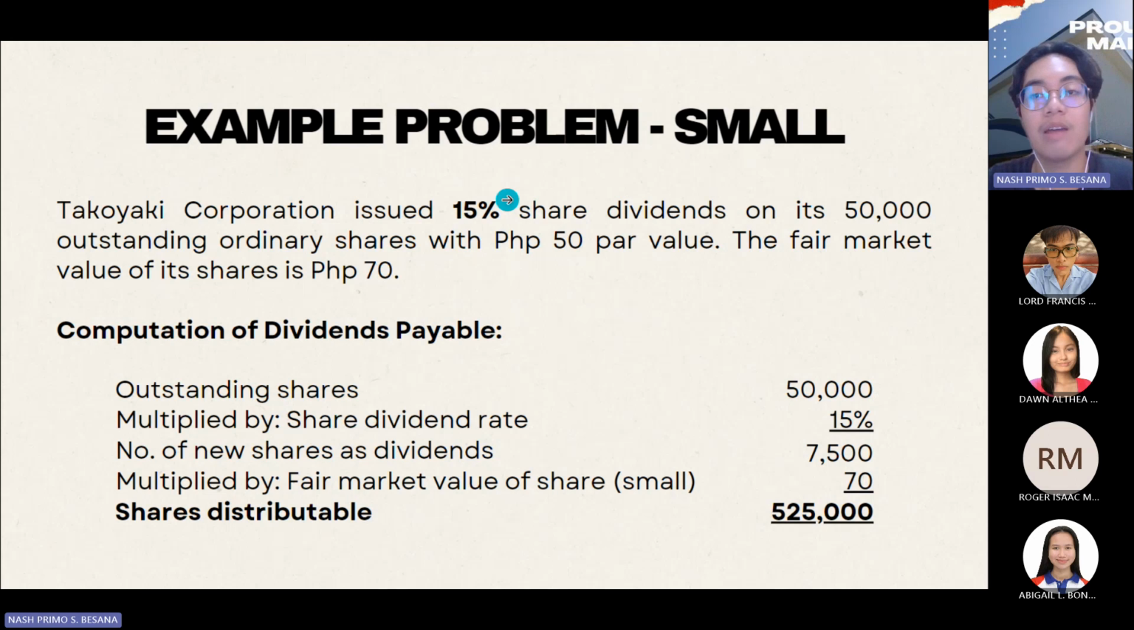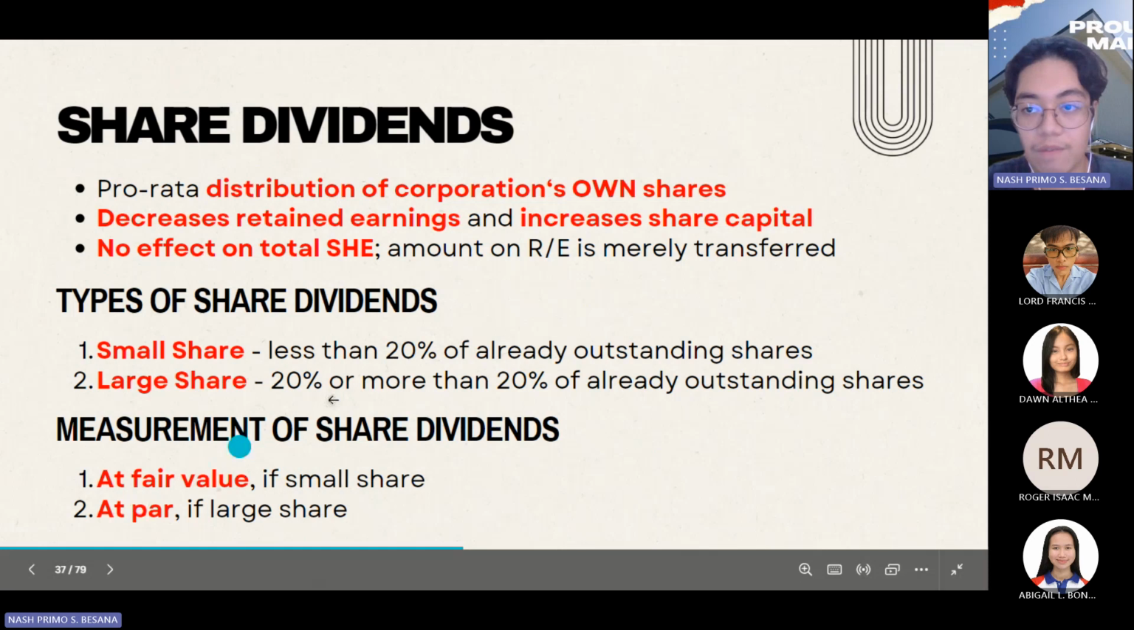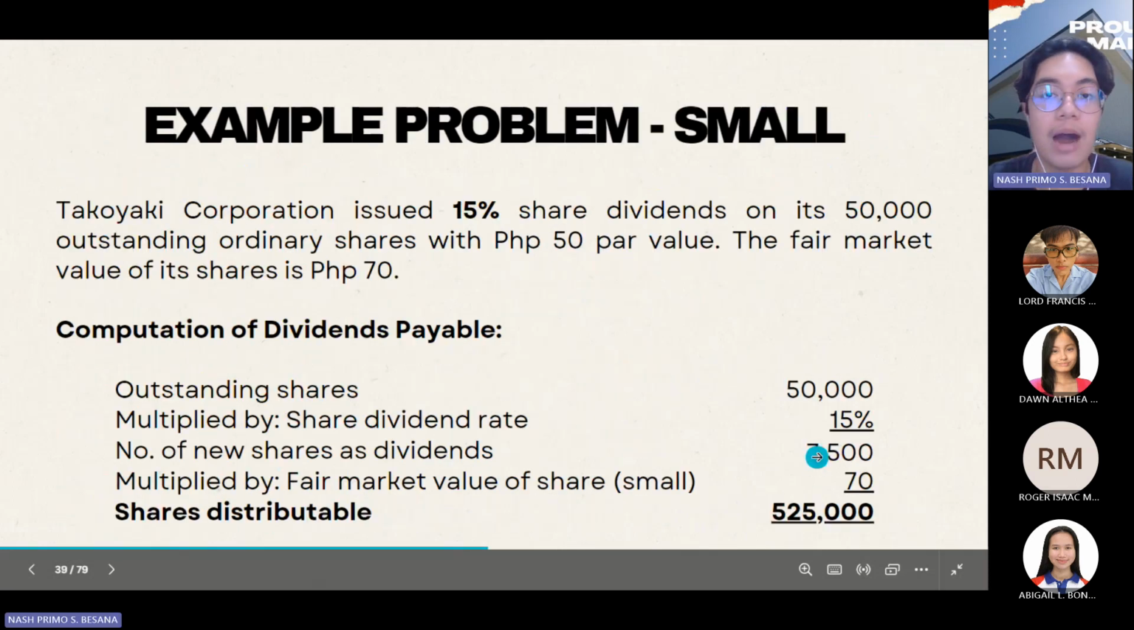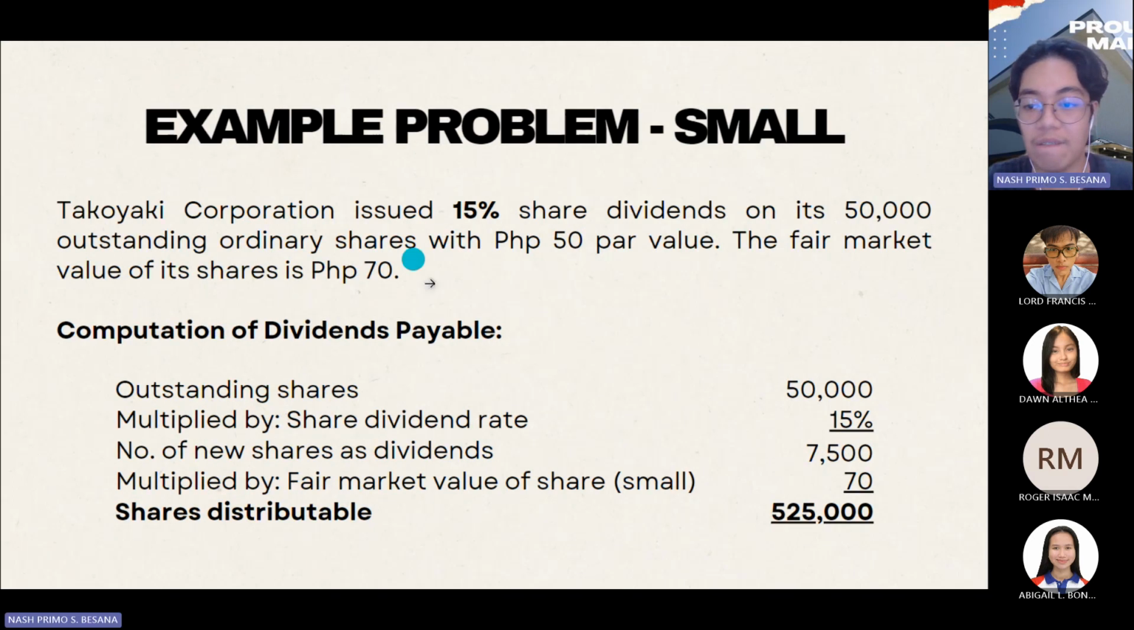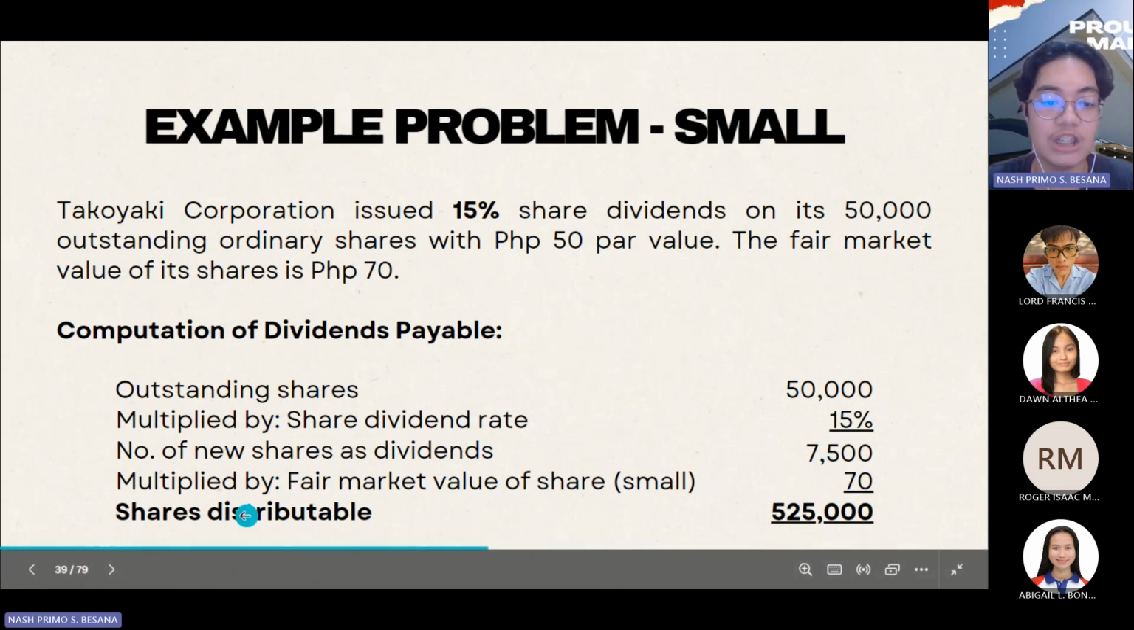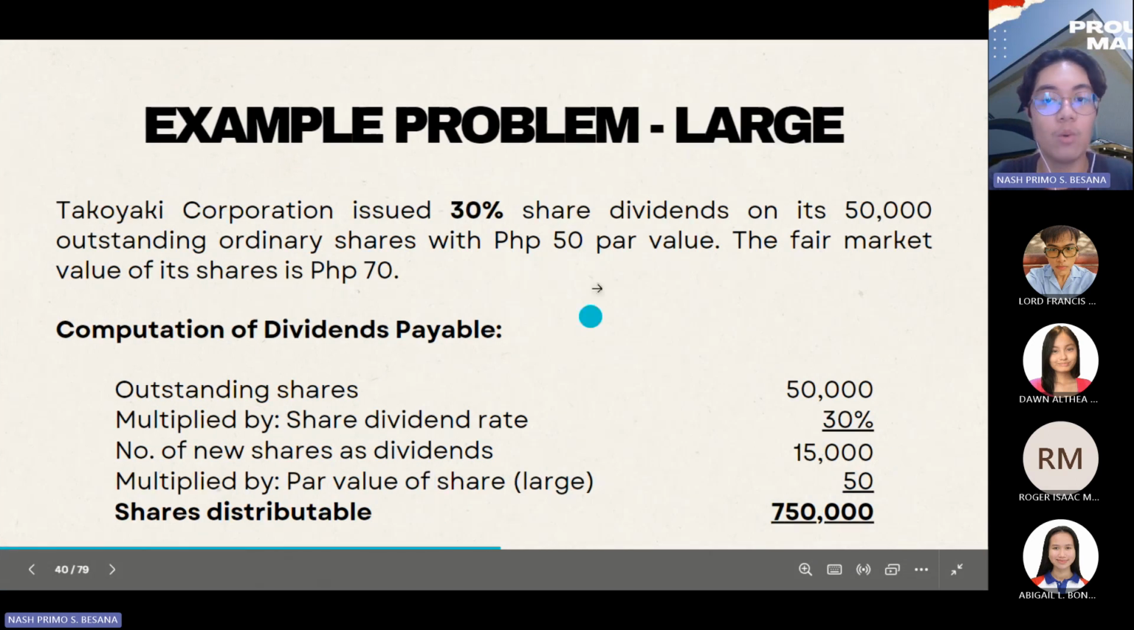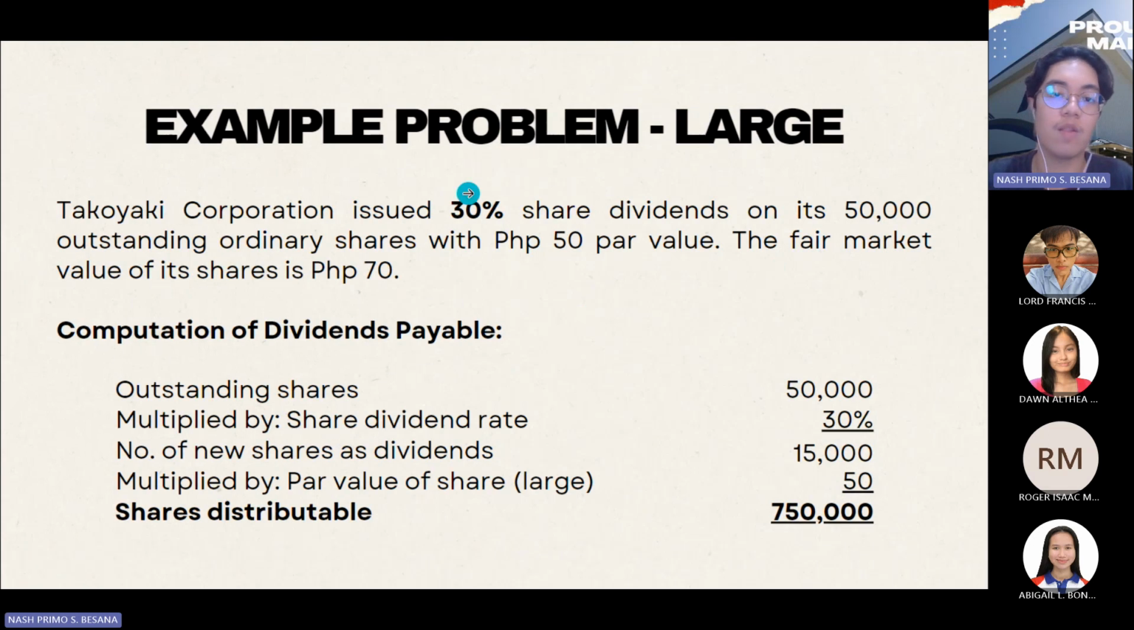So, how do we determine ba if small or large? Kapag small, less than 20%. Kapag large, 20% or more than 20%. So since 15% lang 'to, it is considered a small share. So kapag small share, ang gagamitin again, fair value. So 7,500 na bagong shares times fair value na 70, ang shares distributable would be 525,000.